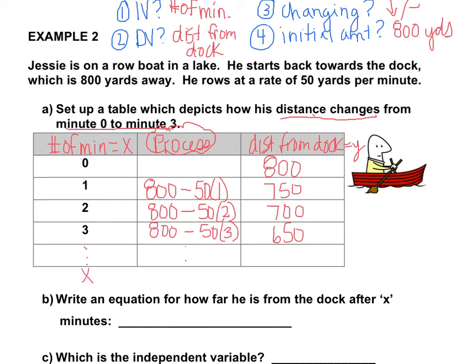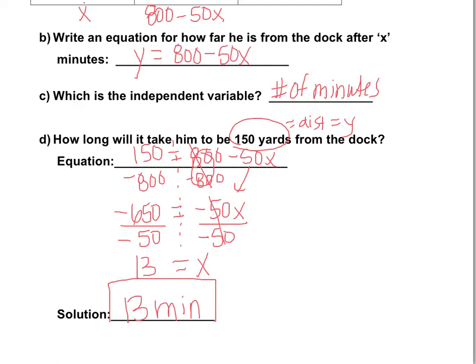If this is my x, then I would substitute in this for an x. So it would be 800 minus 50x. And that's going to give me my y. So when it says write an equation for how far he is from the dock after x minutes, that's going to be y equals 800 minus 50x. So what is the independent variable? The x. It is the number of minutes.